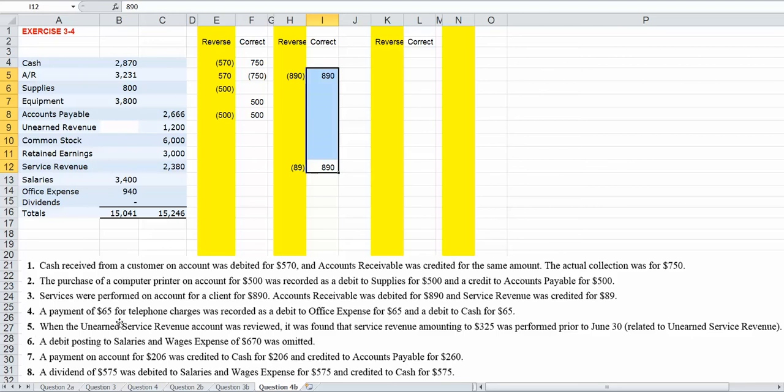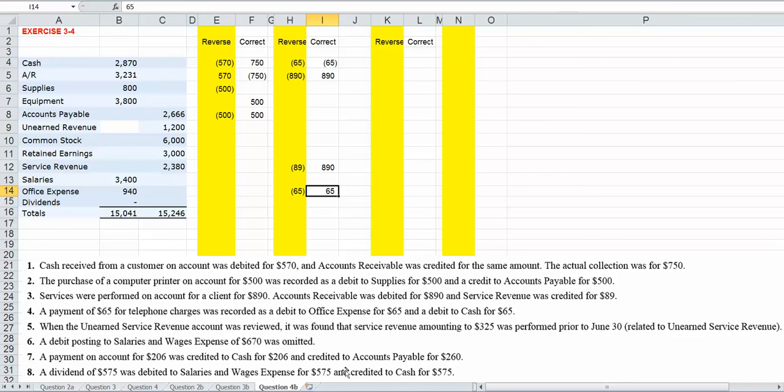4. A payment of $65 for telephone charges was recorded as a debit to office expense and a debit to cash for $65. So we need to reduce office expense, and we also need to reduce cash. So here's our $65 reduction in cash. Here's our $65 reduction to office expense. The correct entry would have been a reduction in cash of $65 and an increase to expense of $65.